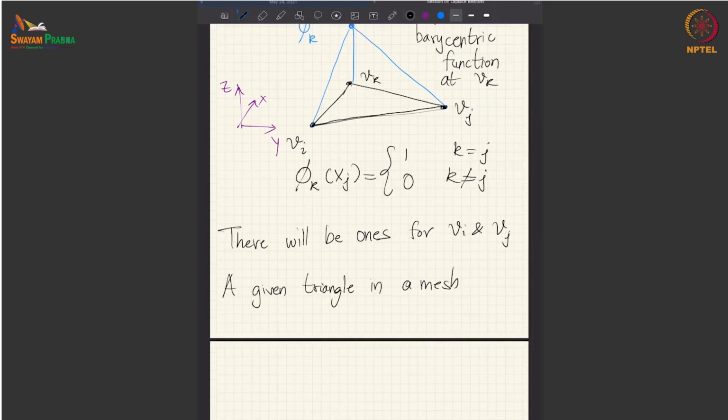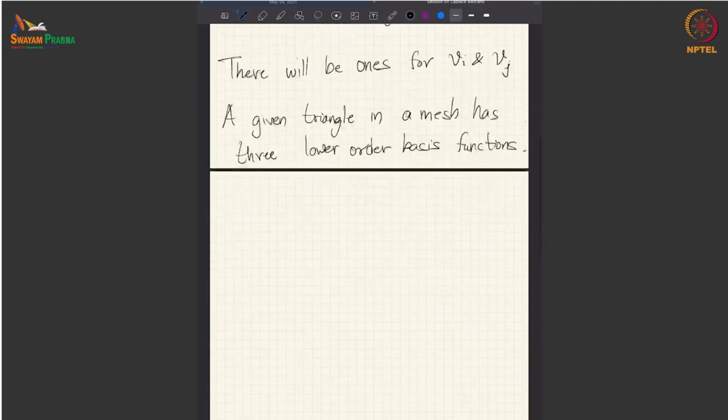Remember, in the course of my presentation, I said, or convinced you folks, hopefully, that it's enough to consider these lower order ones for graphics processing. So these are the lowest order ones. A given triangle in a mesh has three lower order basis functions. Okay, that's what it looks like.